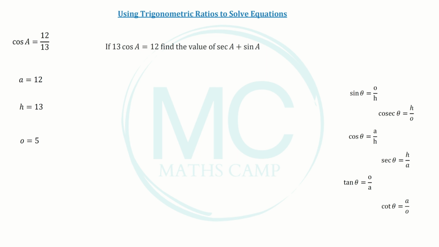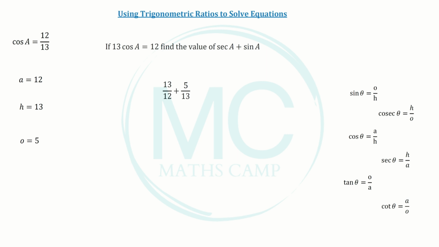Now we can look at our equation, sec A plus sin A. Sec theta is equal to the hypotenuse over the adjacent. Our hypotenuse is 13, so we can say 13 over the adjacent, which is 12, plus sine theta, opposite over hypotenuse. In this case, our opposite is 5, so we can say 5 over the hypotenuse of 13.